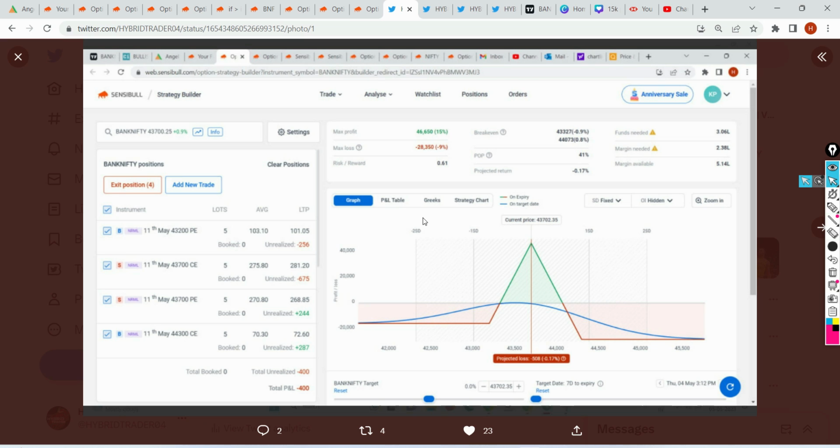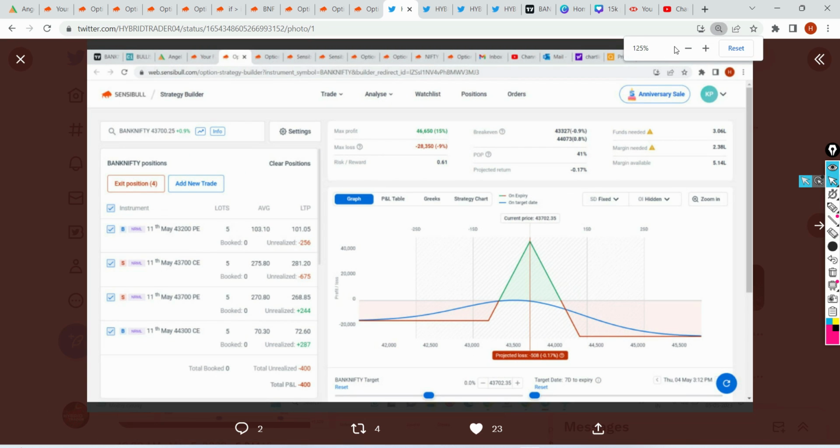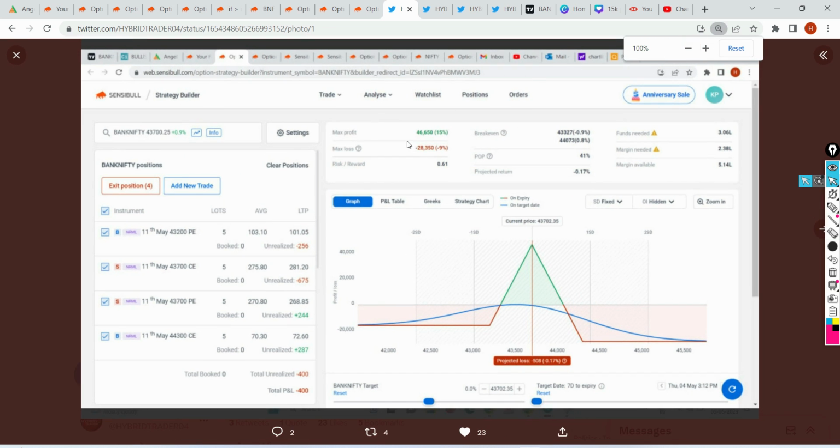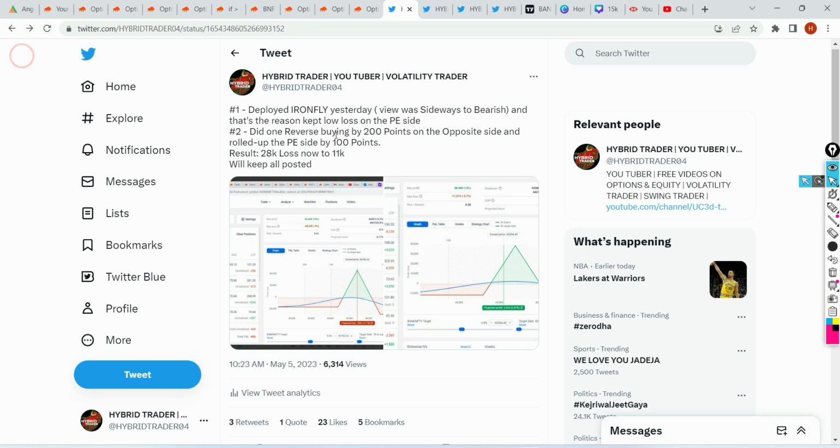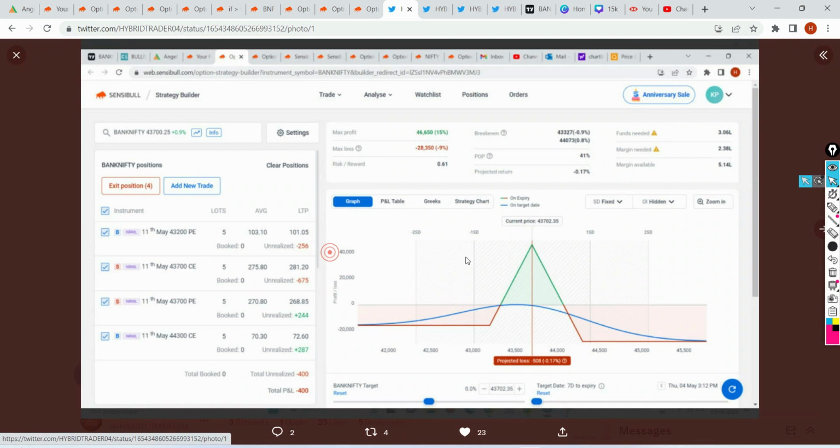If you look at the overall loss, one second, the overall loss is about 28,000, but the 28,000 is on the call side, and I had almost 11,000. I'm not sure what the loss was, did I mention it somewhere here? Okay, let me show you. Deployed Ironfly was sideways to bullish. Did one reverse buying. Yeah, 28k loss to 11k. So maybe this was 28, and this could be maybe 7,000, 8,000, 9,000. Looking at the payoff, you can take a wild guess. My view was sideways to mild bearish. This I have deployed.